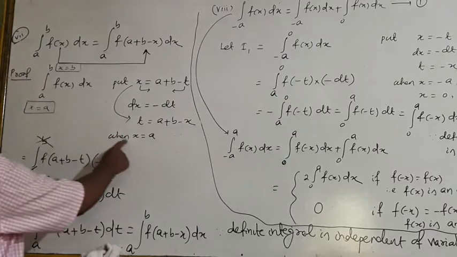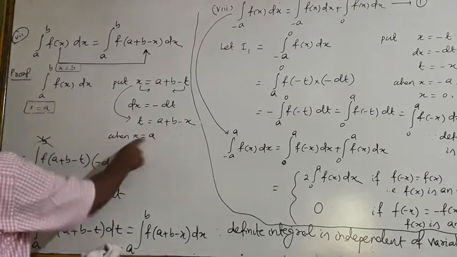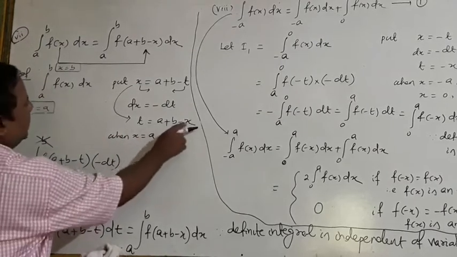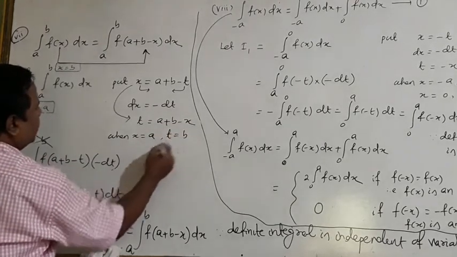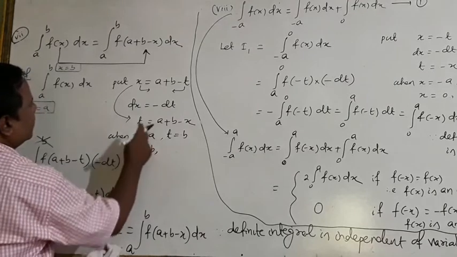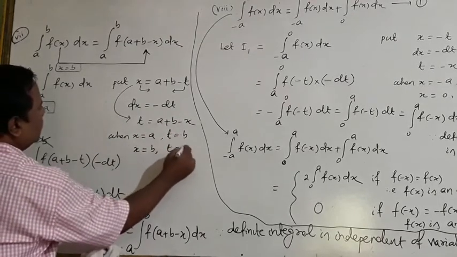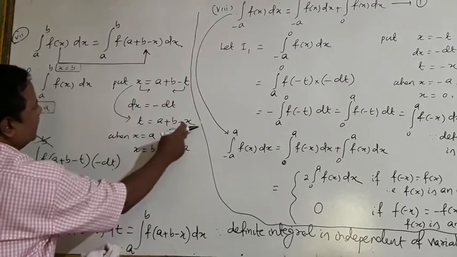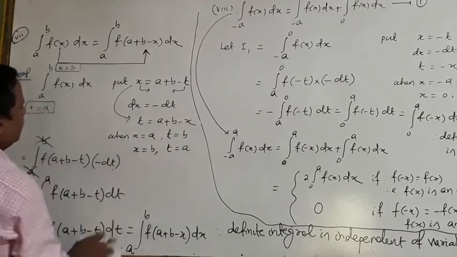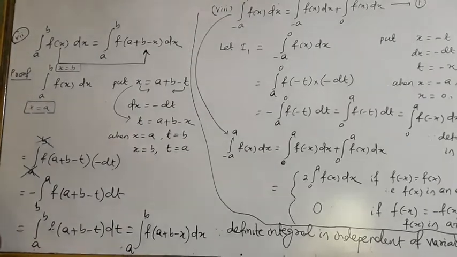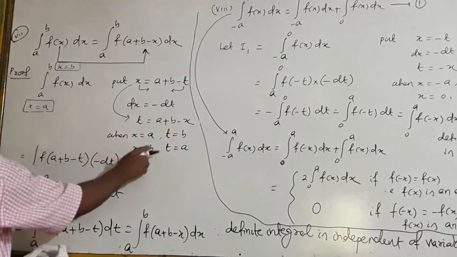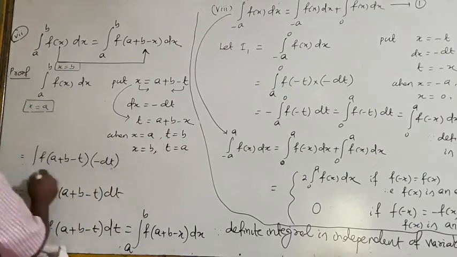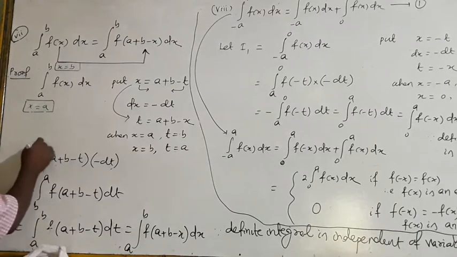Okay. Now when x is equal to a, what is happening here? You put a here, a will cancel, t is equal to b. When x is equal to b, t is equal to what? If you put b in place of x, it will cancel, t is equal to a. Then it becomes from x is equal to a to x is equal to b. It is t from t is equal to b to t is equal to a.